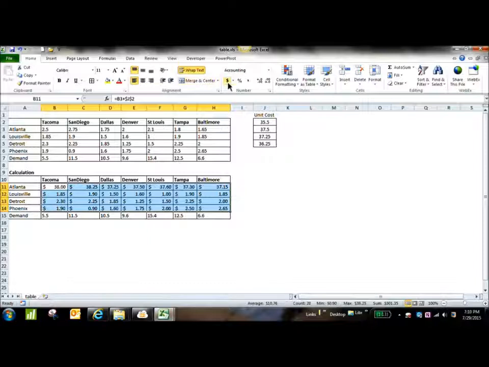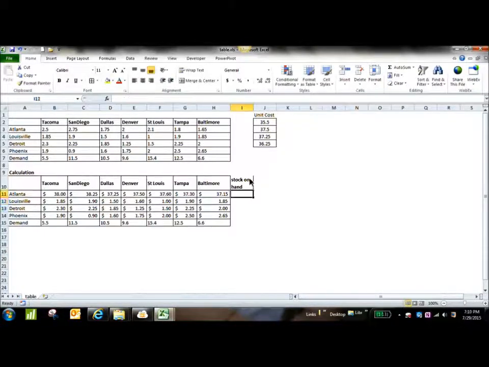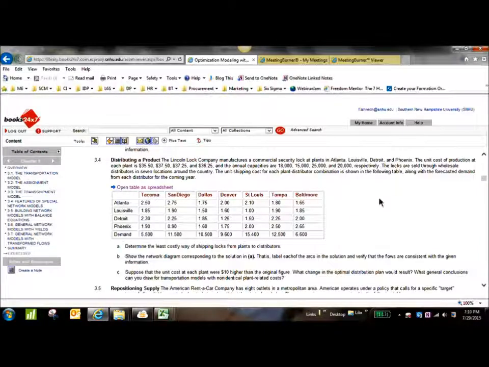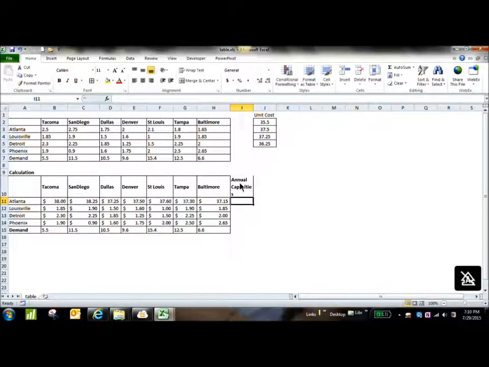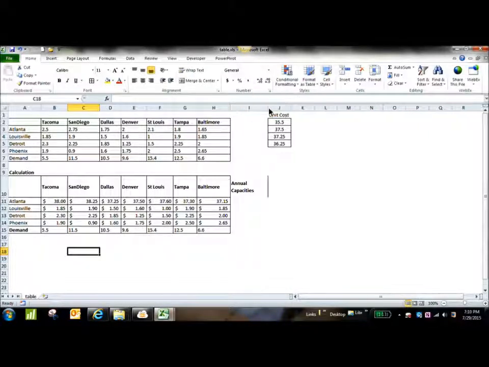This is the set of calculation that you have to do prior to setting up your model. What do I have on hand? Stock on hand, and what do I have as a requirement? I already have the demand as a requirement, so it's already been given. I'm sure they give you the stock on hand. It's already here, the annual capacity. That's pretty much what you have. And of course, you do the objective function, just like you do any transportation model. Is that clear?